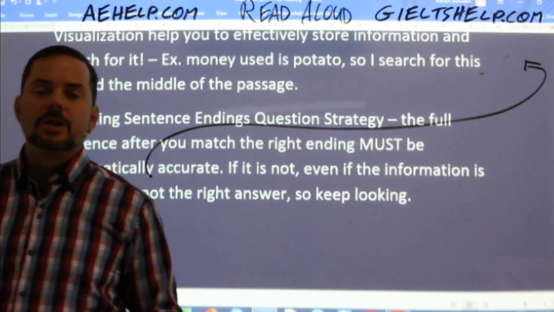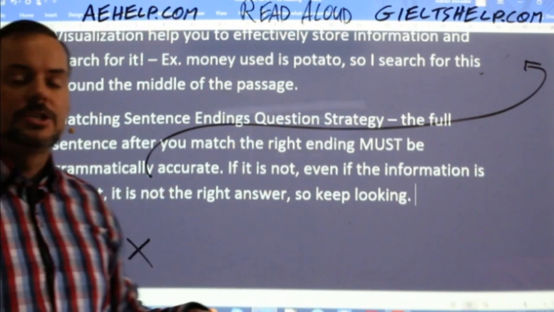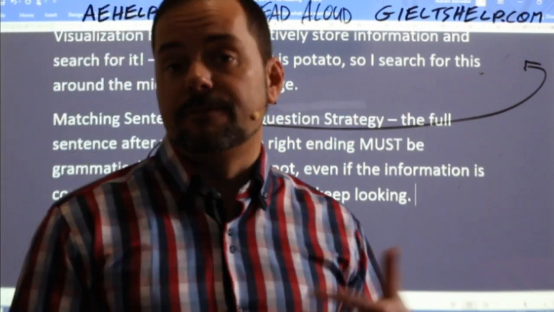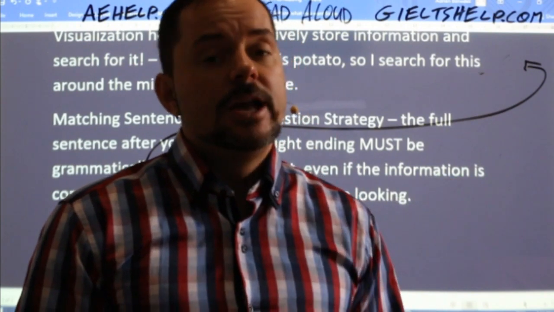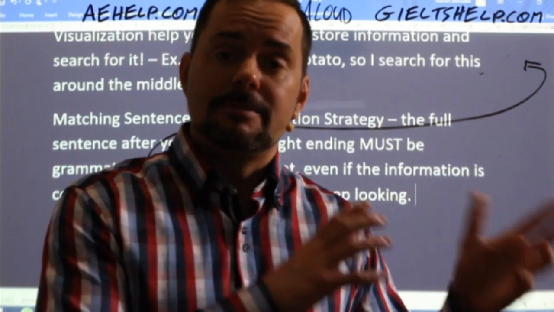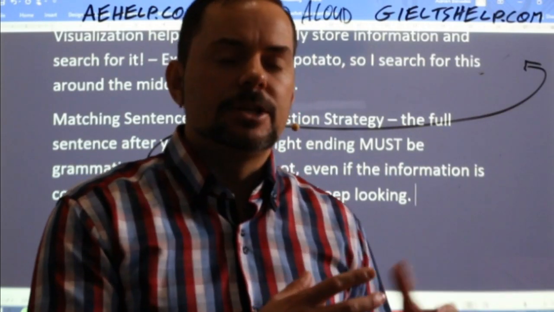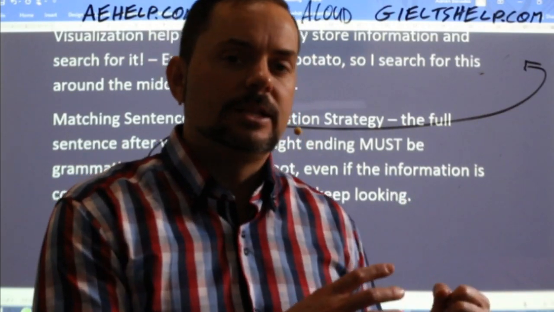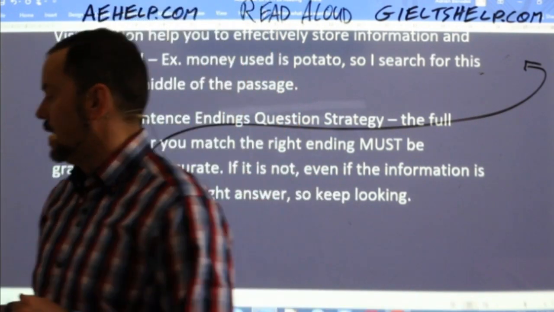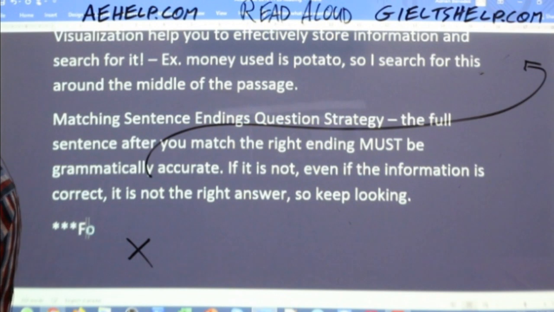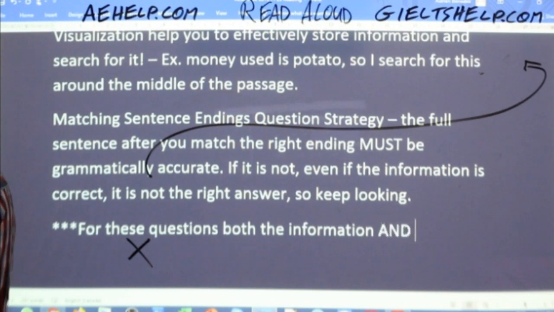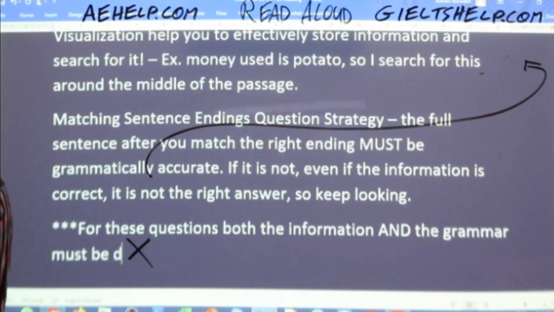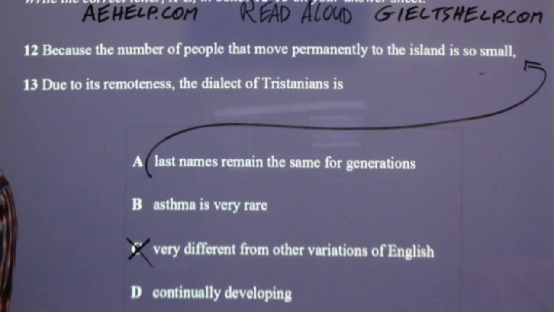One of the really common mistakes with that type of question is students find an answer that looks correct, the information looks correct, so they're like, oh, okay, it's that one. And then they don't even continue reading the other options, and they get it wrong because they don't realize that the grammar doesn't match. So it's kind of a tricky question. It's not just the information that has to match correctly, but the grammar has to match as well. Keep that in mind, okay? It's a really important point. For these questions, both the information and the grammar must be correct, okay? It's an important piece of advice for these types of questions.